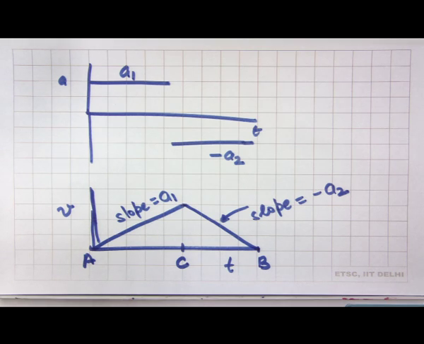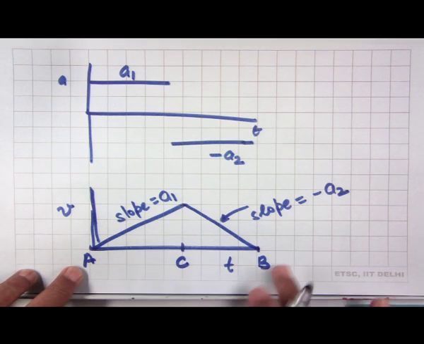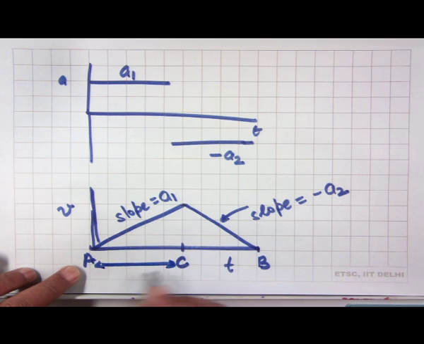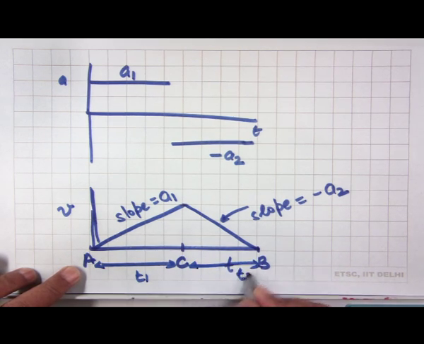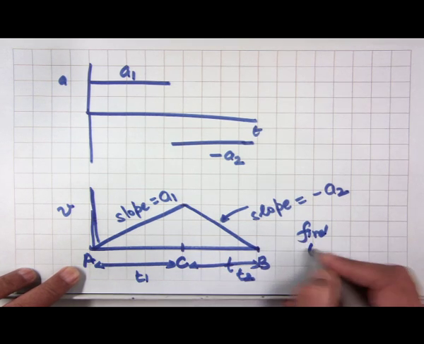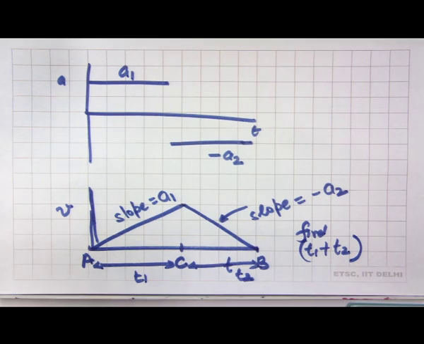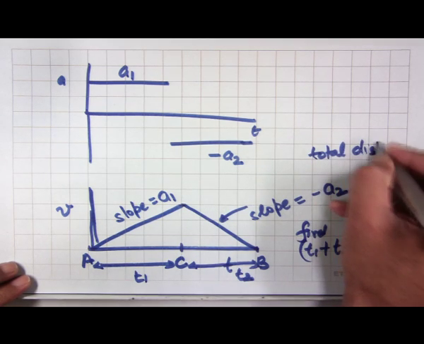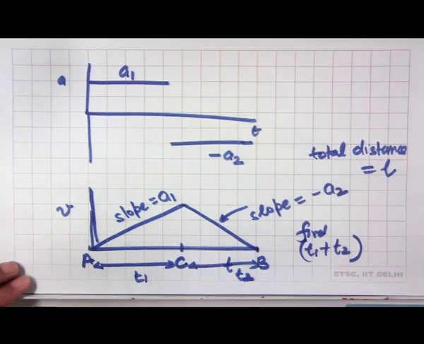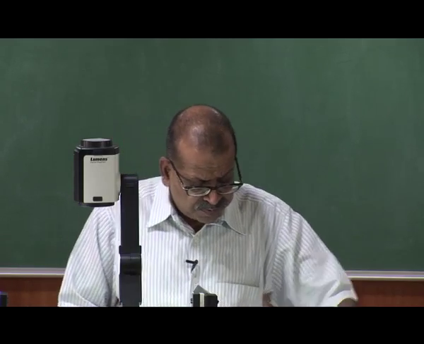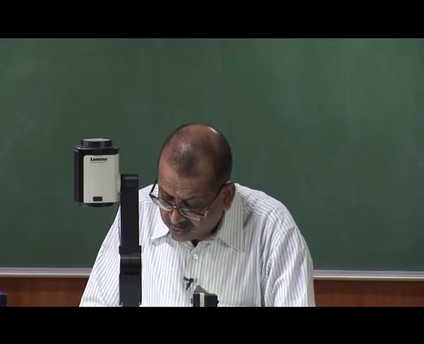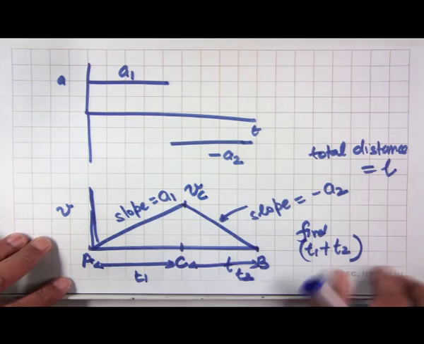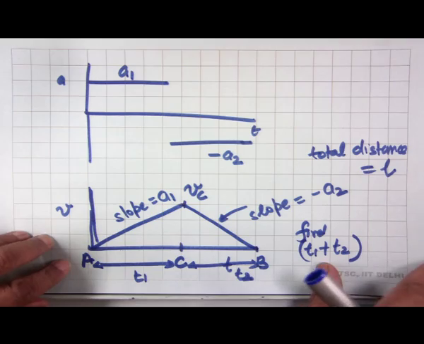Now let us look at the problem. What is given to us is we have to find the total time from A to B. That means if we say this time is T1 and this time is T2, we have to find the sum of these times, that is T1 plus T2. And what is given to us is the total distance travelled, which is L. Now, distance is also the area under the velocity time curve. So, if I look at this area, let us say the velocity at this top point is Vc.